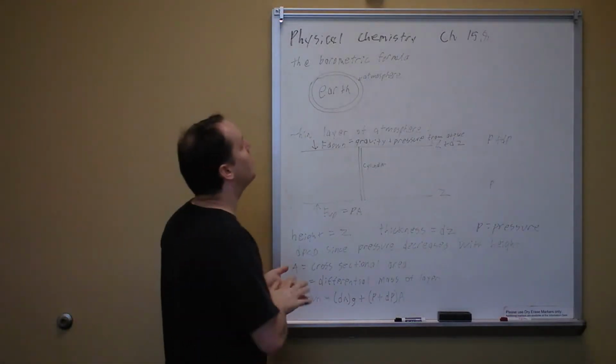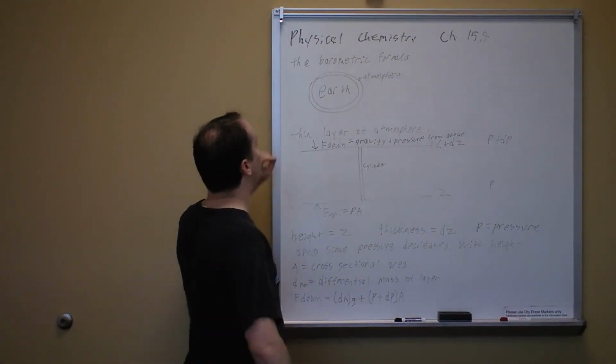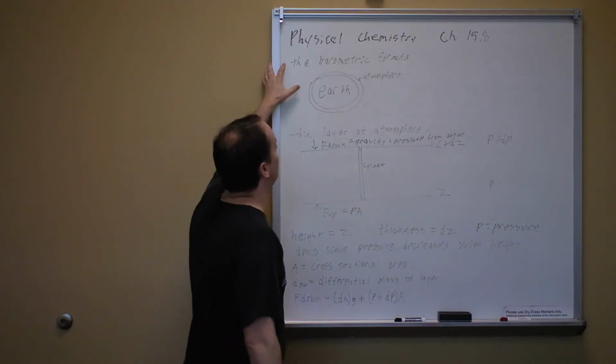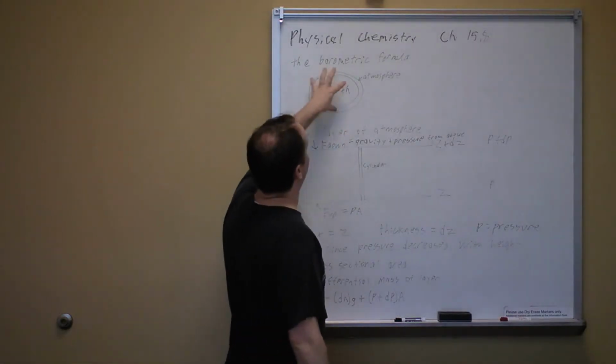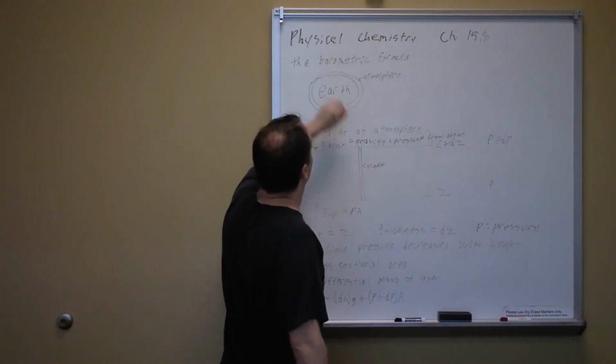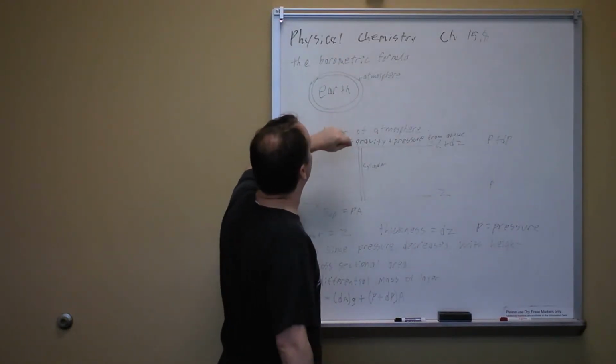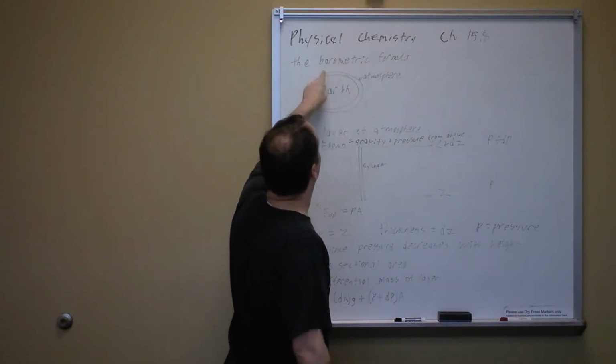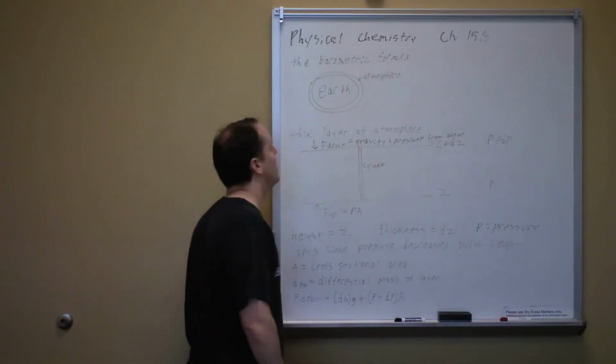Continuing on physical chemistry, chapter 15. Now we're in section 8, where we're going to derive the barometric formula. So this is not to scale, but this is Earth. It's a sphere, roughly speaking, and then it's surrounded by a thin layer of atmosphere. Again, this is not to scale or very pretty at all, but you get the idea.